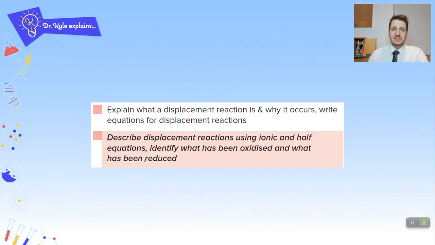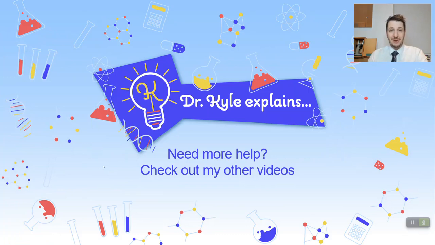Okay, so what we've done today then is we've explained what a displacement reaction is and why it occurs, and we've written equations for displacement reactions. We've also described displacement reactions using ionic and half equations, and we've identified which one's been oxidized and which one's been reduced.